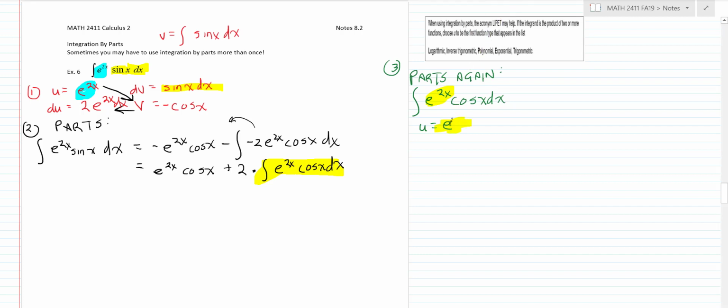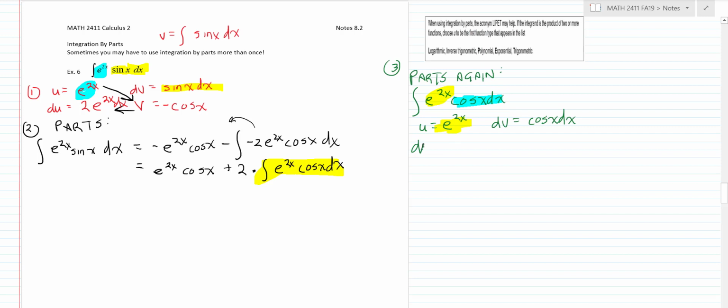Okay, so that's going to be e to the 2x. And then I'm going to let dv be the other part, pretty much the same thing that I did in step 1 of this problem. So I'm going to do this. I have cosine of x times dx. All right, and I'm going to put it all together again.